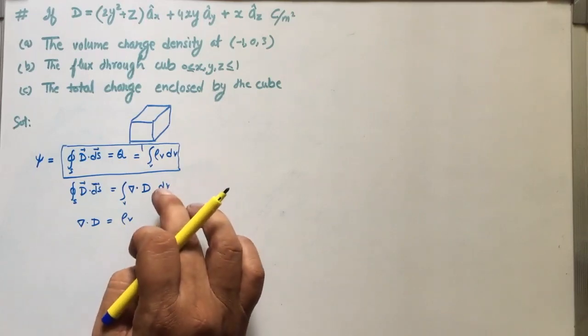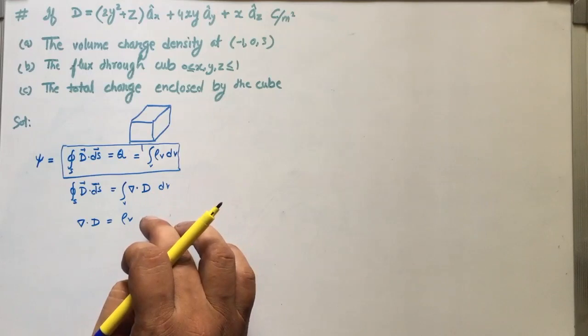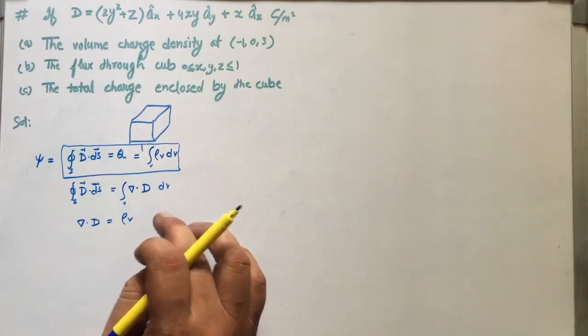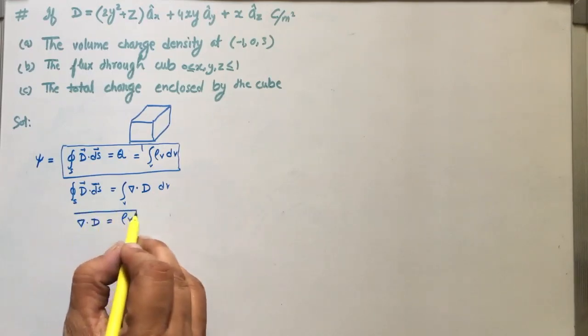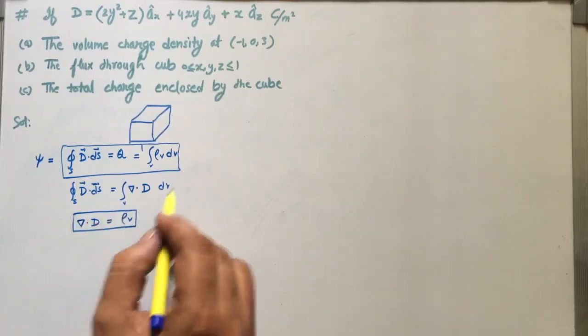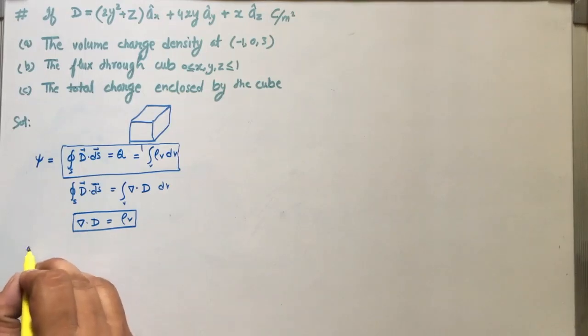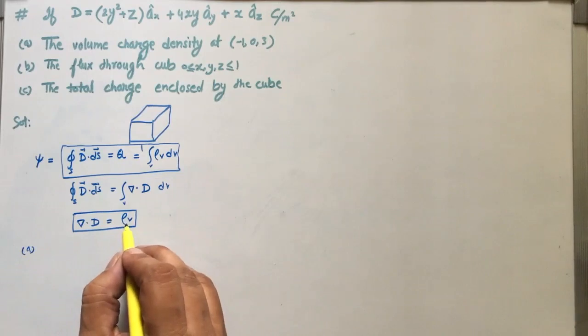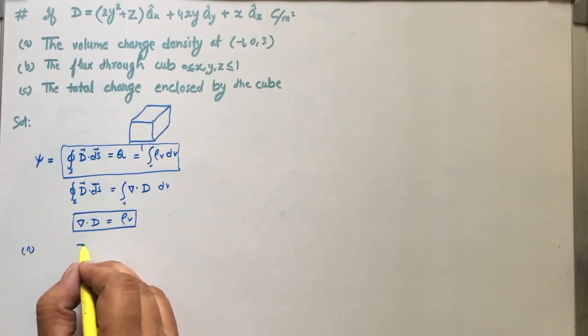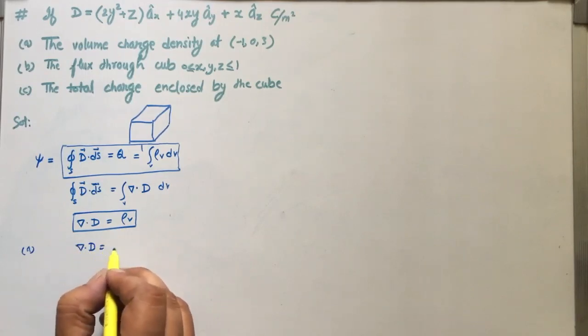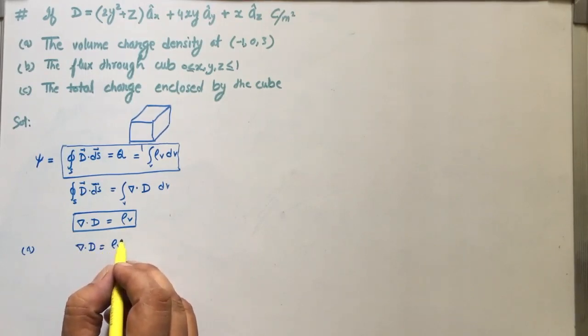This is also known as Maxwell's equation in integral form and in differential form. So we have another relationship. Keeping all these relationships in mind, let us start the solution of the problem. The first is to find the volume charge density. For that case, we have to find del dot D. That will be the volume charge density.